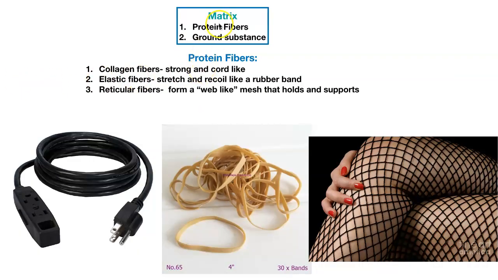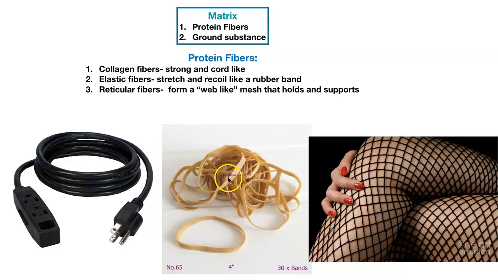So we said the matrix is composed of protein fibers and ground substance. Now, the protein fibers that can possibly be in that matrix are going to be collagen fibers. Now, if we were in class, I would bring an electrical cord and show it to you and say, think of collagen as this. It's strong and cord-like. It's flexible, but it is strong.